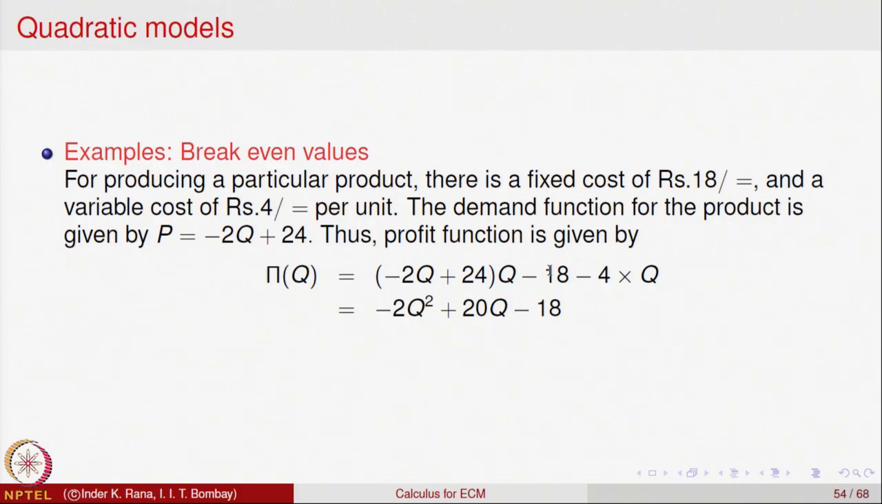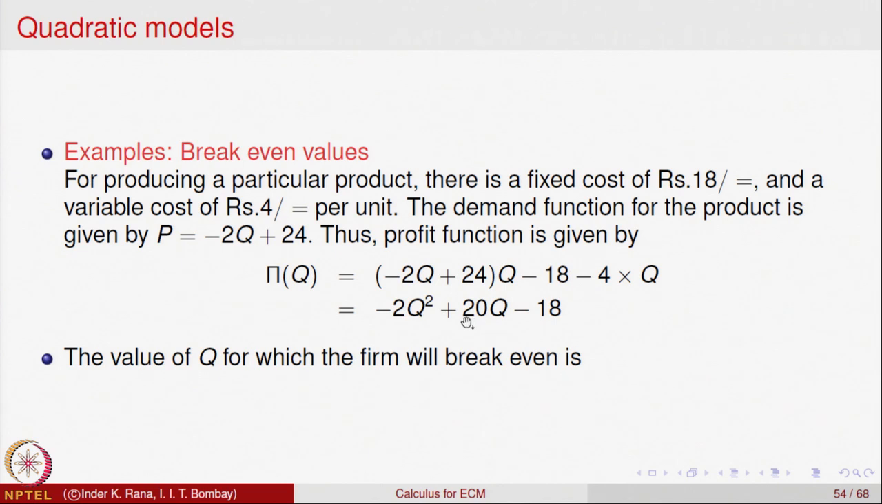So, this is the cost in making Q units, and this is the amount you earn by selling Q units. So, the difference is the profit: minus 2Q square plus 20Q minus 18. So, if producing a particular product, 18 is the fixed cost, and there is a variable cost of 4 rupees per unit, and this is the price versus demand equation, then this is the profit function, which you immediately recognize as a quadratic.